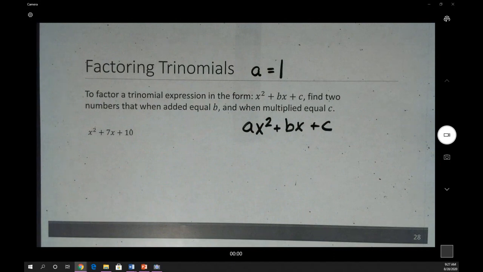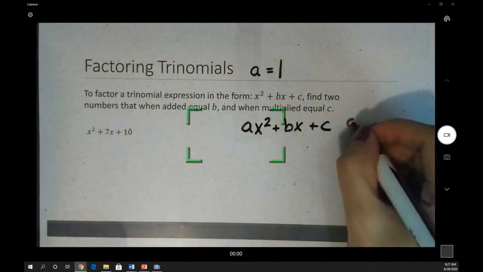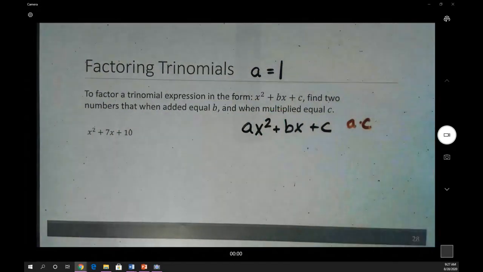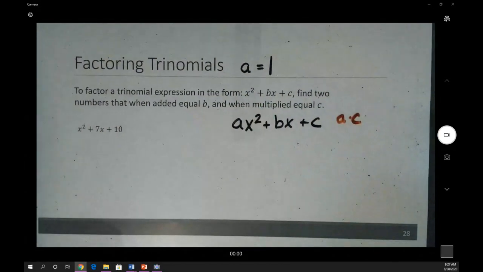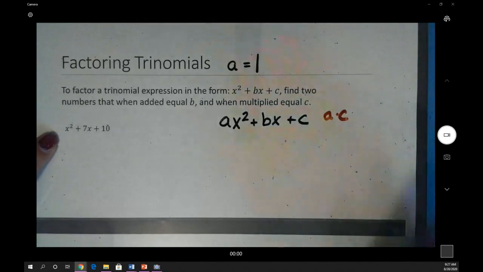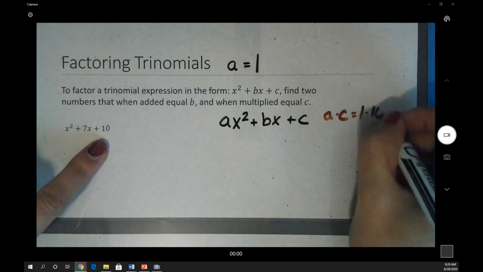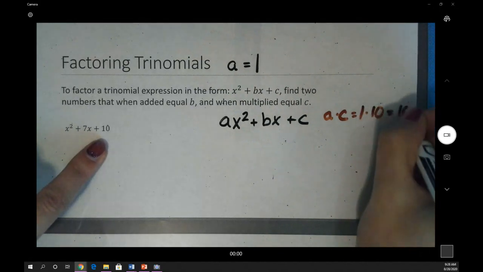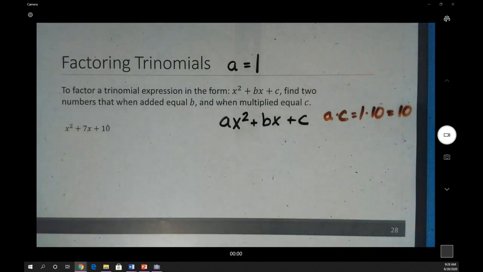I'm going to show you a way of factoring trinomials that will work for us. If you can do them in your head, that's totally fine. But I just want a way to practice. So when we're factoring trinomials, what we're going to want to do is take our a value times our c value. So a is 1 because we just have an x squared. And our c value, that's the constant, that's 10. 1 times 10, that's equal to 10. So we're taking our a value times our c value.